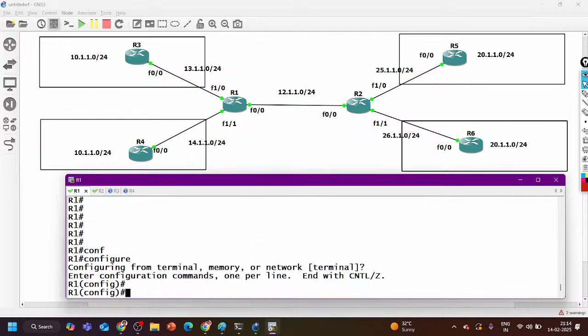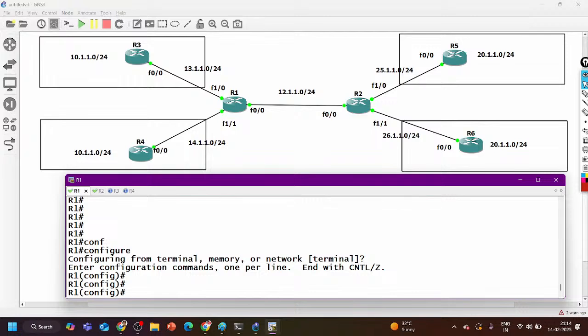Can we use BGP here, sir, in R1 and R2? Yes. Then you have to perform redistribution. You have to redistribute EIGRP into BGP and BGP into EIGRP.